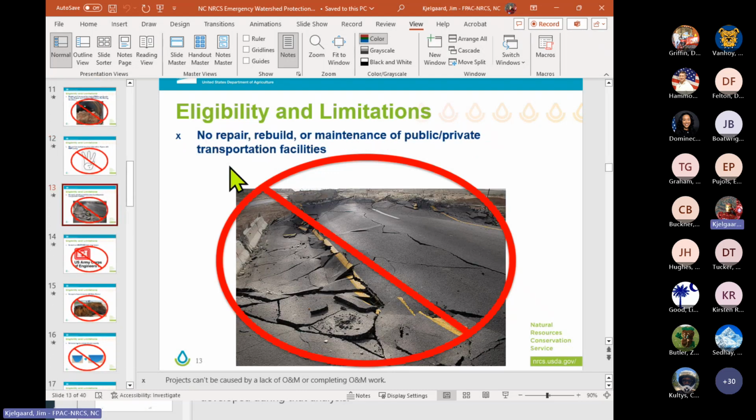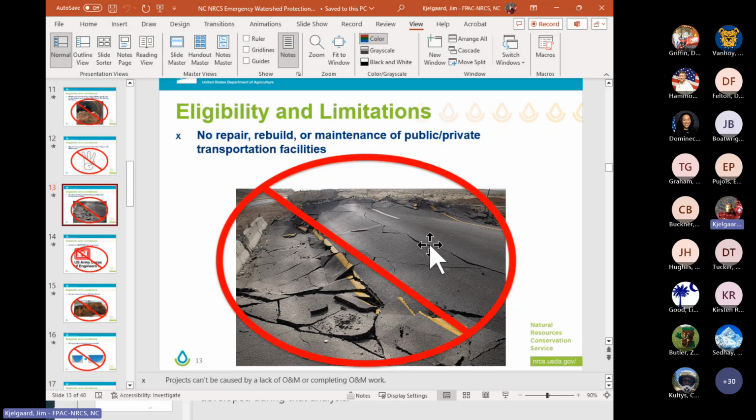We cannot repair, rebuild, or maintain public or private transportation facilities. Roads and infrastructure are really out of the realm of EWP. We're looking at the watershed, not the infrastructure. If it's been damaged, now if it's under threat of being damaged, that would fit under EWP. But if it has been damaged, then we've got to figure out if the repair of the road and infrastructure is covered by the sponsor.